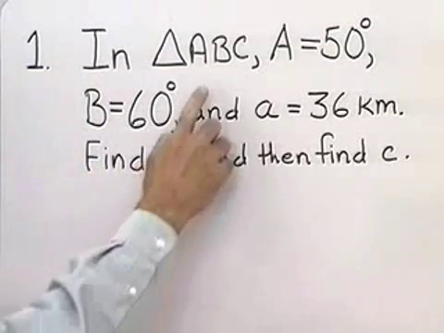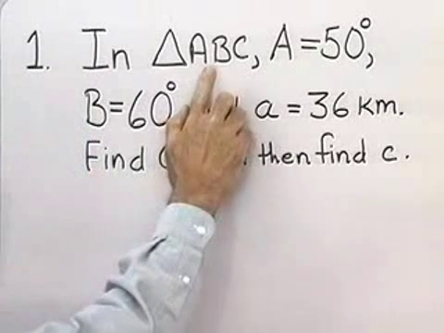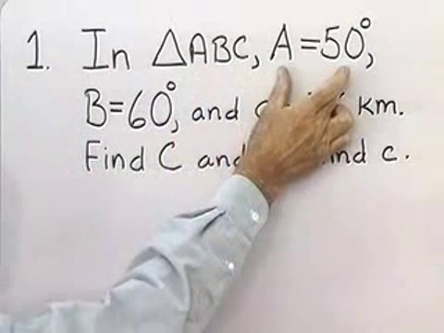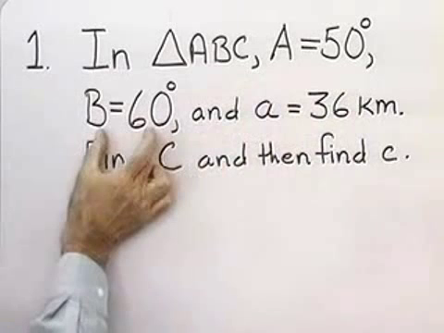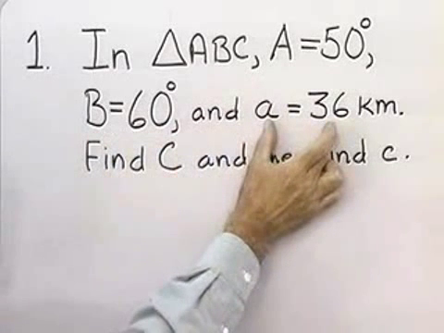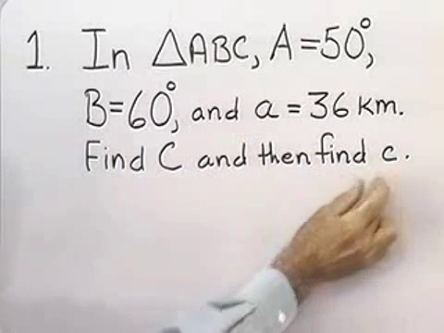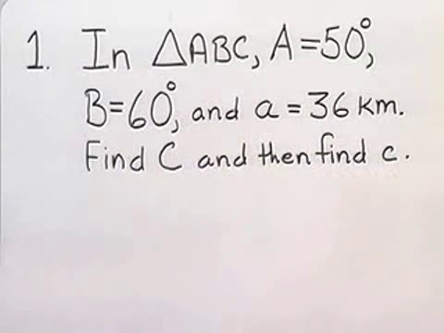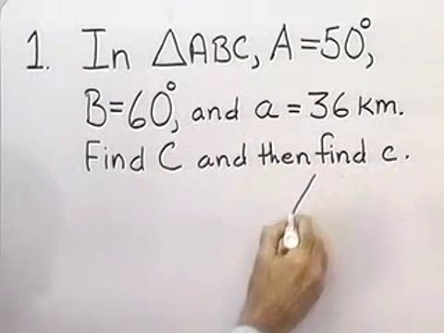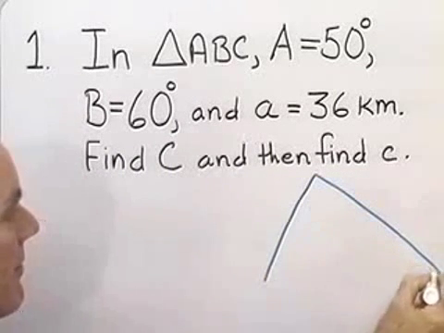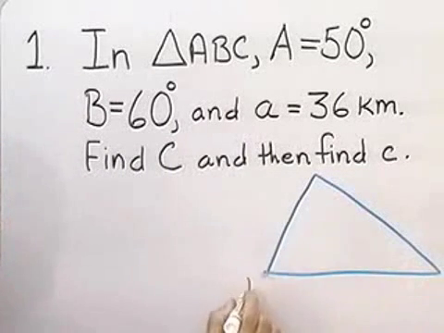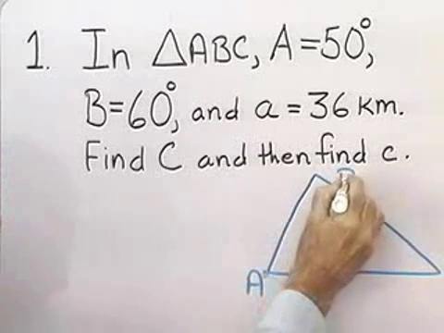We have triangle ABC, which is not necessarily a right triangle, in which angle A is 50 degrees, angle B is 60 degrees, and side a is 36 kilometers. We want to find the measure of angle C, and then we want to find the measure of side c. So I'm going to start this problem by drawing a triangle. It doesn't have to be very accurate. I'm just going to use it to label the information that I'm given.